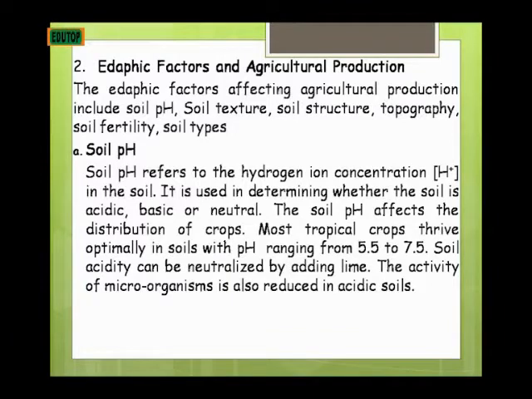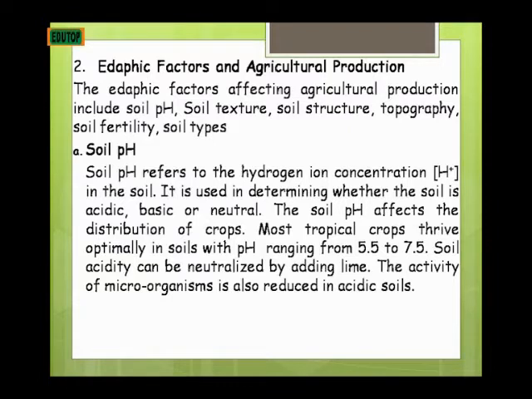Now we'll go to the next factor which affects agricultural production, which is edaphic. The edaphic factors that affect agricultural production include soil pH, soil texture, soil structure, topography, soil fertility, and soil type. Now we'll look at them one after the other. The first one is the soil pH.